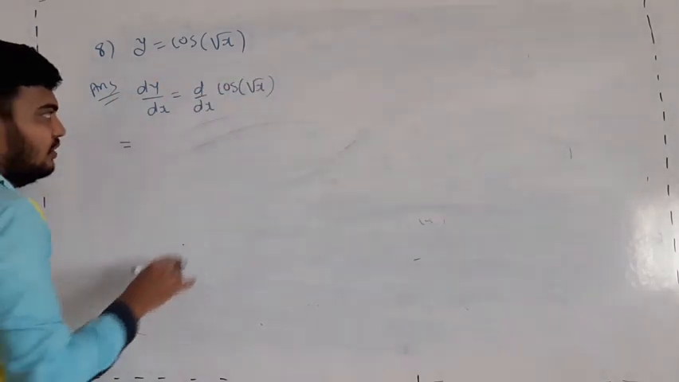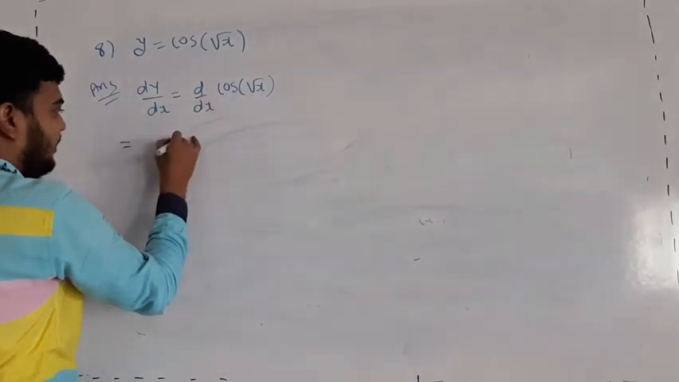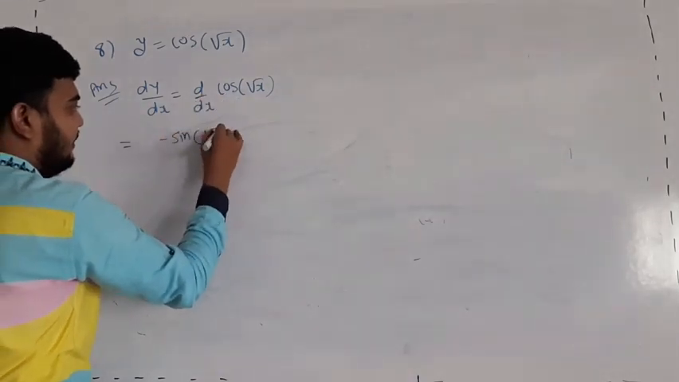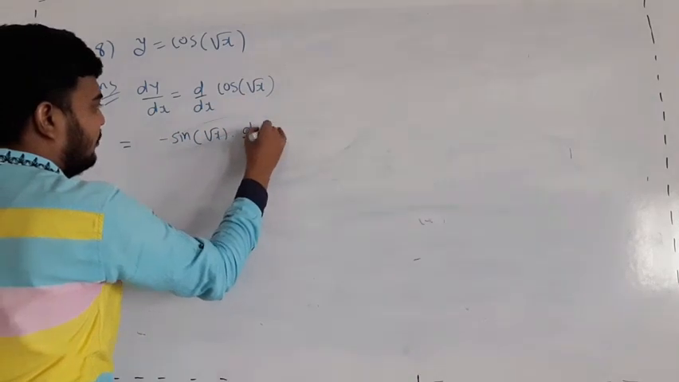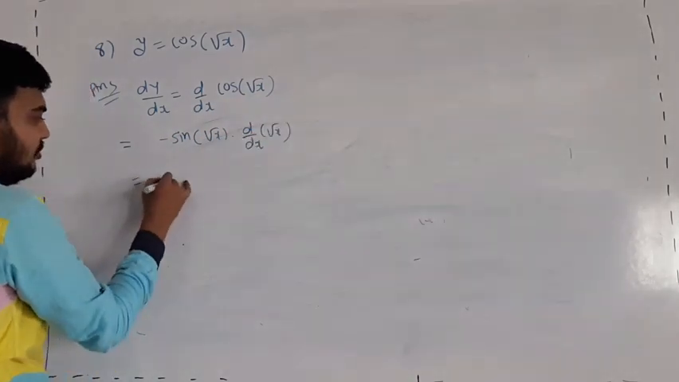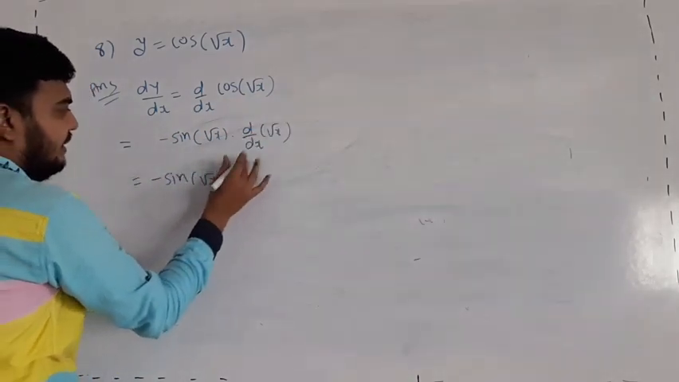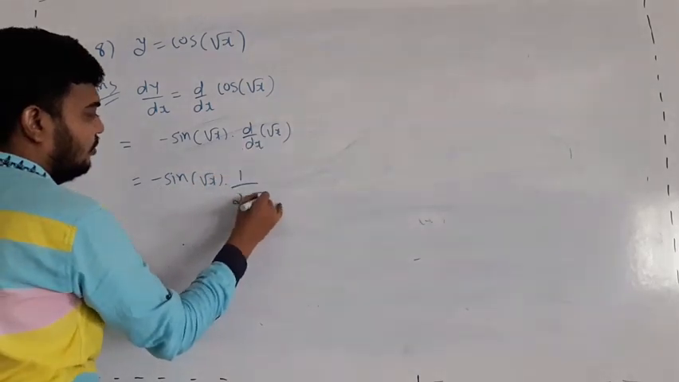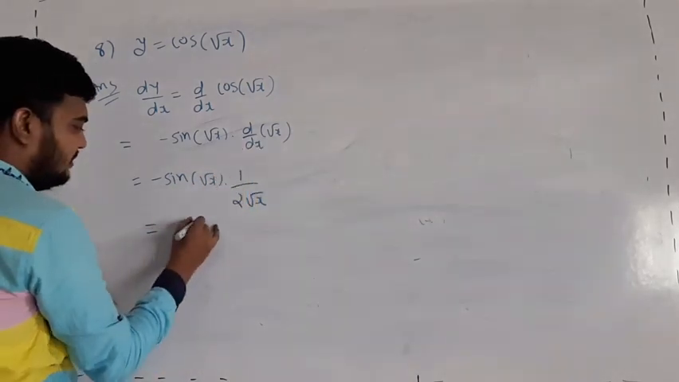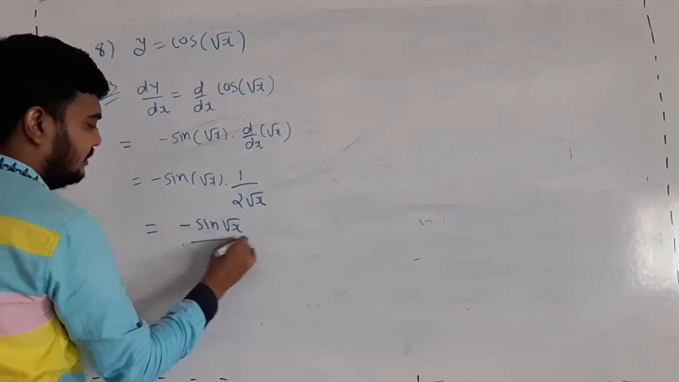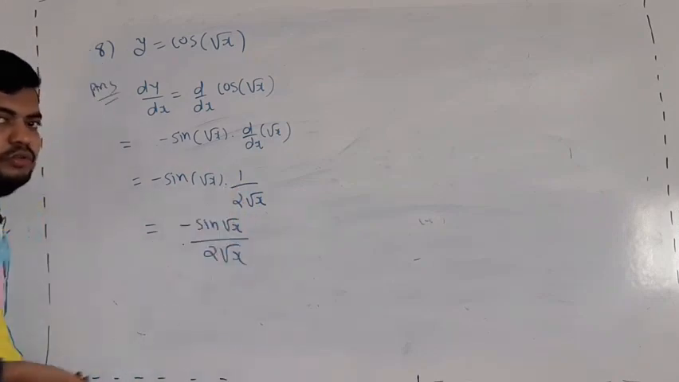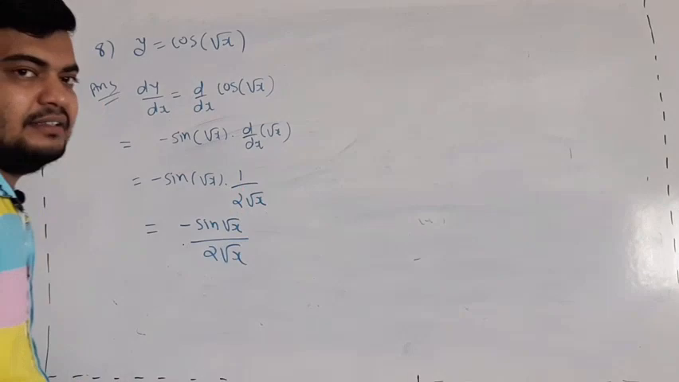So here the outermost function is cos, so the derivative of cos is minus sine, the angle is the same, and d by dx of root x remains. So minus sine of root x and d by dx of root x is 1 upon 2 root x. So the final answer is minus sine of root x whole upon 2 root x. Okay, it is a very simple and easy question.